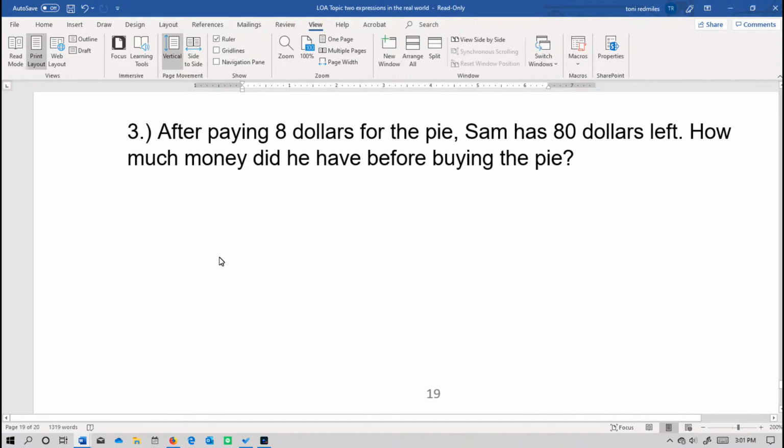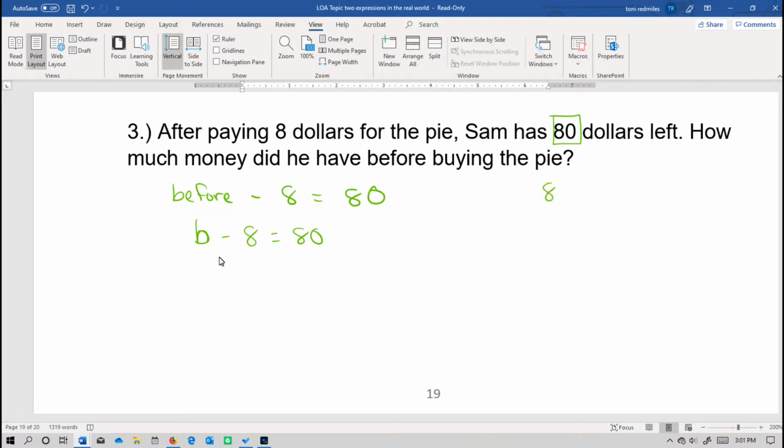After paying $8 for the pie, Sam has $80 left. How much money did he have before buying the pie? We're talking about difference, and we have the answer to the difference problem. It's the money he had before minus 8 equals $80. Okay, so the money he had before, we'll make it B, minus 8 equals 80. And we know from common sense what we're doing is we're adding these two. Before he had the pie, he had $88.